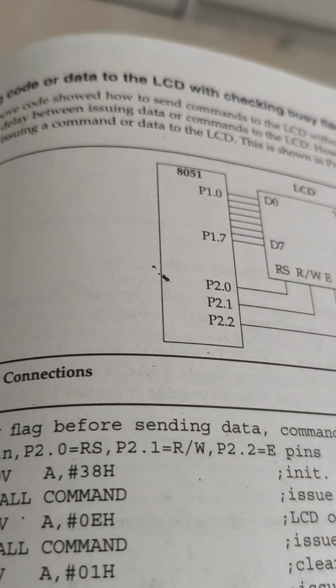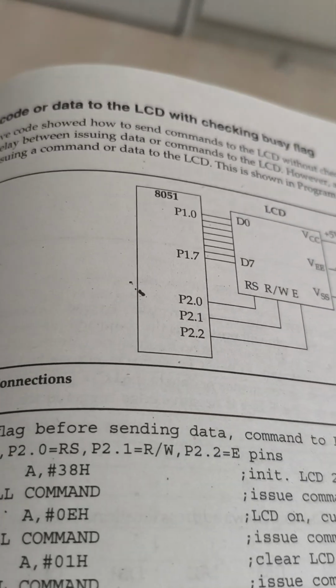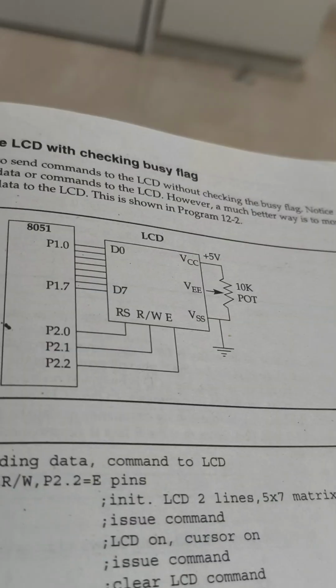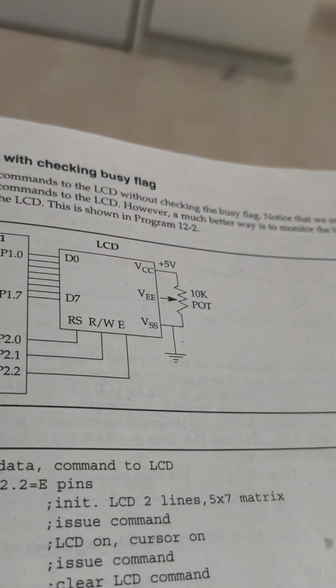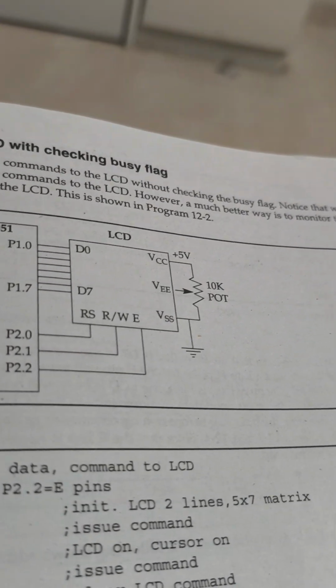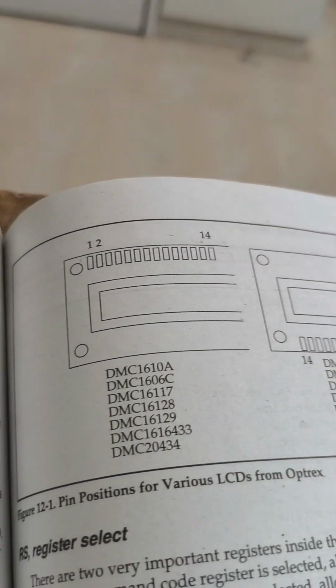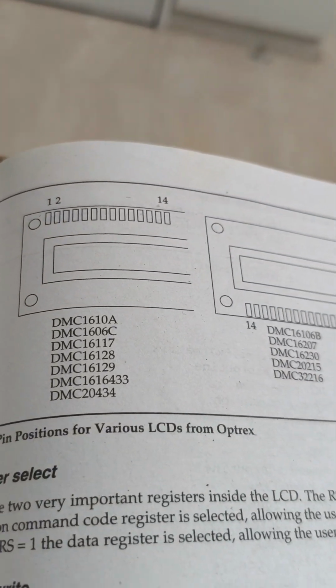is nothing but hardware. It is a 40 pin IC. Here the LCD is nothing but a liquid crystal display. It is a component and it also has pins. How many pins? 14 pins, a 14 pin IC. Here they have given 14 pins.